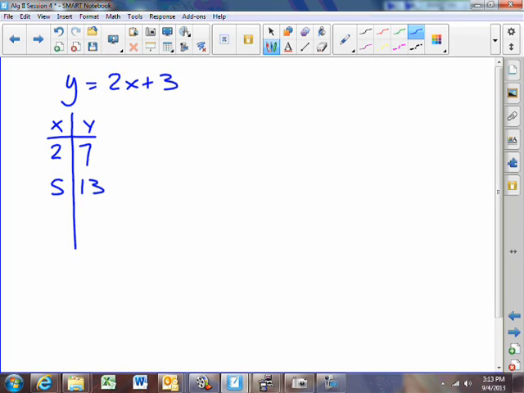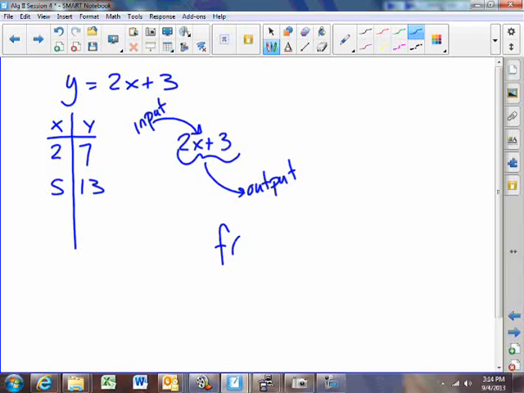Now, mathematicians have decided that the expression 2x plus 3 inherently maps the number you put in, sometimes we call that the input, it's another name for x or the independent variable, and then the number that comes out would be the output, or y. And so instead of using a different variable y to be equal to 2x plus 3, sometimes they'll use a notation that looks something like this, f of x.